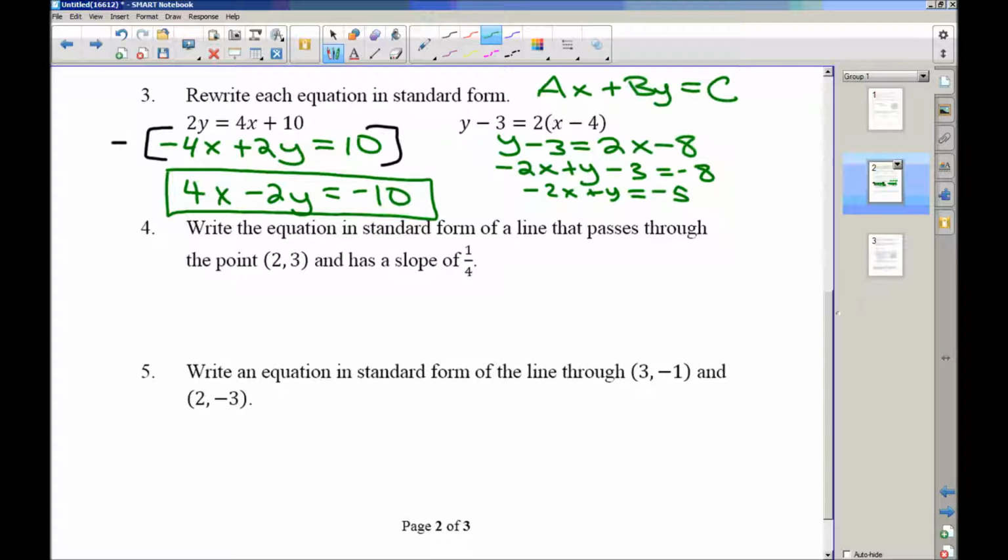And same thing as the last problem. By convention, we'd like our input variable coefficient to be positive. So I'll times everything by a negative and do 2x minus y equals positive 5.